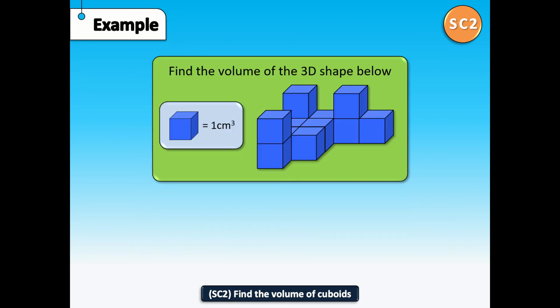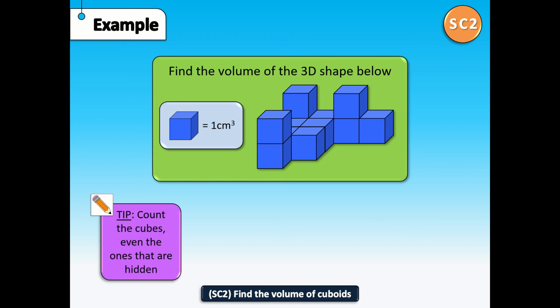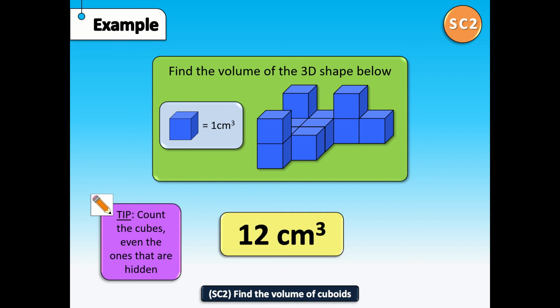So we want to find the volume of this 3D shape, and each cube is 1 centimeter cubed in volume. That means the dimensions are 1 centimeter by 1 centimeter by 1 centimeter. So to find the volume, all I need to do is count how many of these centimeter cubes make up the shape. So this is made up of 12 cubes, so the volume is 12 centimeters cubed.